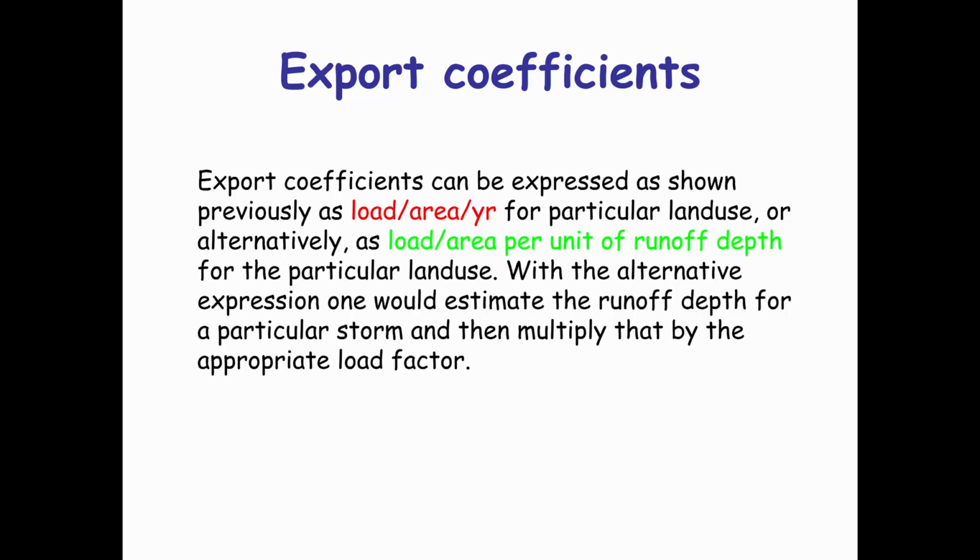So the export coefficients can be expressed as load per area per year for a particular land use, or it could be better estimated or expressed as load per unit area per unit of runoff depth, because the amount of runoff affects how much load is going to be coming off the watershed. And so sometimes you'll find these export coefficients expressed as load per unit area per unit depth of runoff. So if you estimate how much runoff occurs, you can then come up with the load per area.